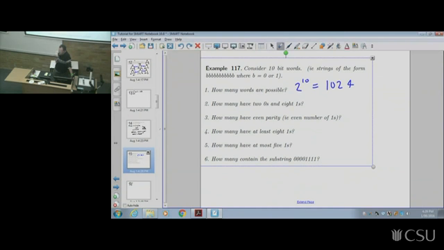Everyone okay with the 2 to the power of 10? There's 10 digits, each have 2 options, so 2 to the power of 10. So that's the easy one. How many of them have 2 zeros and 8 ones? So it's less than 1,000, but how much less than 1,000?